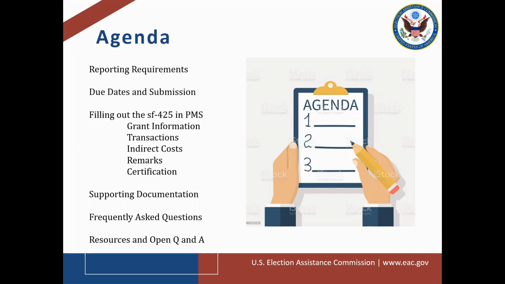We'll also cover what kind of supporting documentation you should have to support your federal financial report in the case of oversight or audit. And then we'll go through some already received frequently asked questions, and then open it up to questions and answers for anything that you still want to have clarification on, and the resources that are available to you after this training is over.